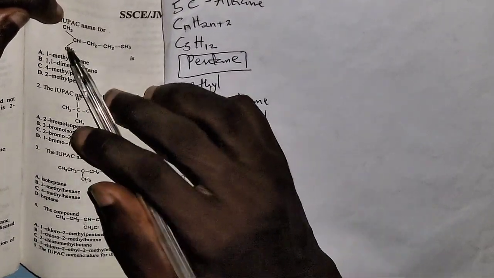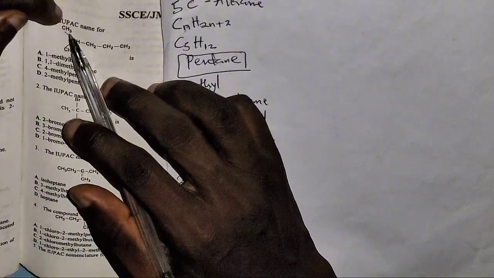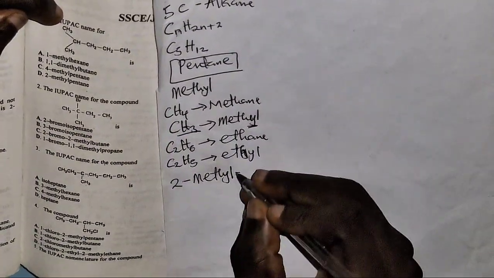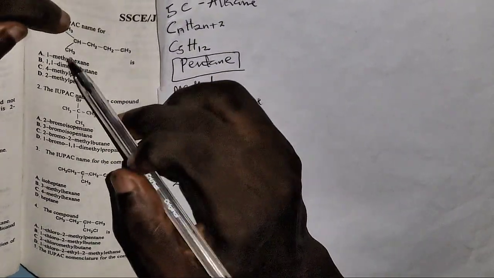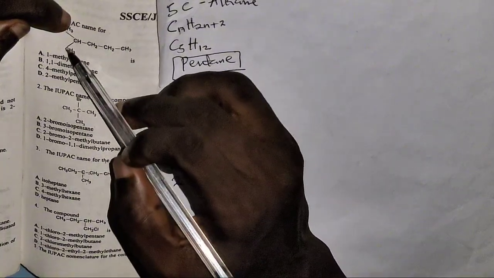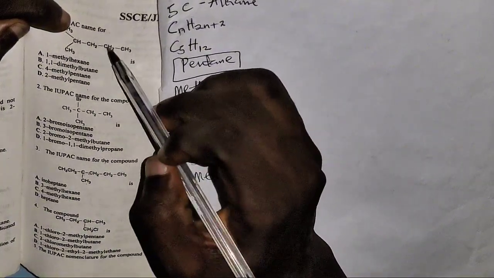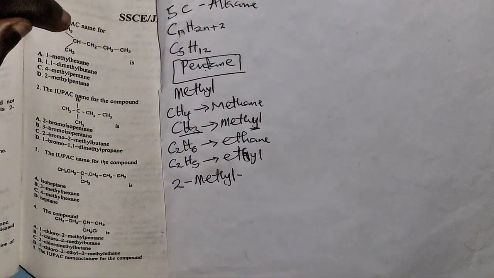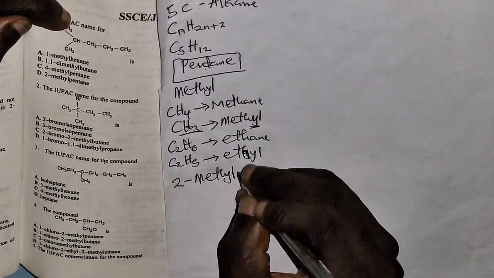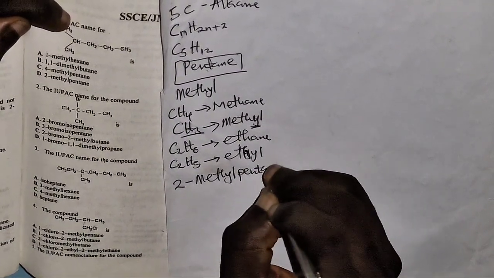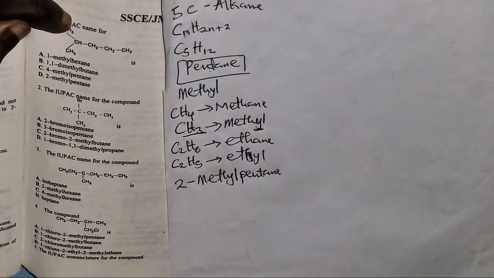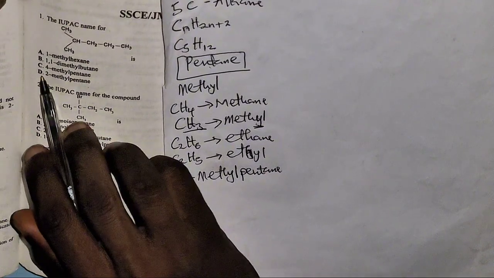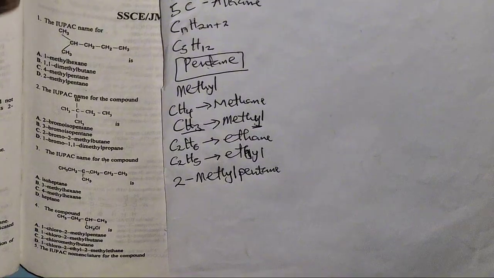So what is now the parent name? I think that is the only substituent we have. Yes, that is the only substituent, so I can leave this one. So what is then the parent name? 1, 2, 3, 4, 5. I've already told you earlier, the parent name is called pentane. So it will be 2-methylpentane. The best option that describes this is Option D, which is the correct answer.